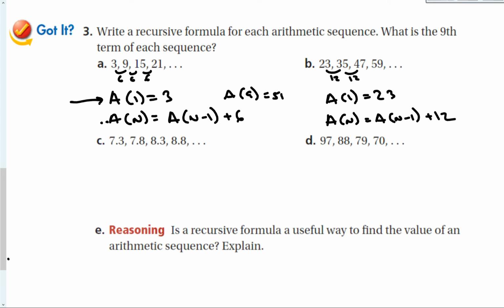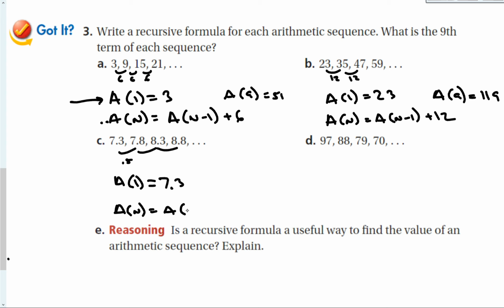And a of 9 would be 119. Okay. For this one, no difference with decimals, maybe a little bit harder to see, but the common difference is 0.5. So a of 1 would be 7.3, and a of n is going to be a of n minus 1 plus 0.5, making a of 9 equal to 11.3.